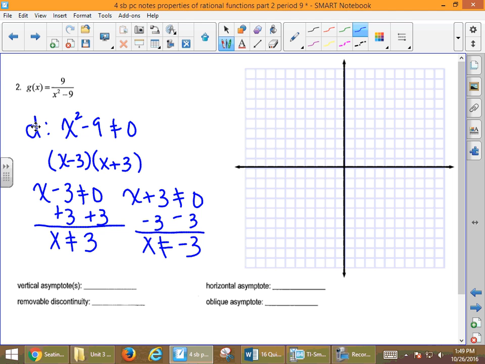And if you prefer, you can write for your vertical asymptotes. Abby? Yeah.